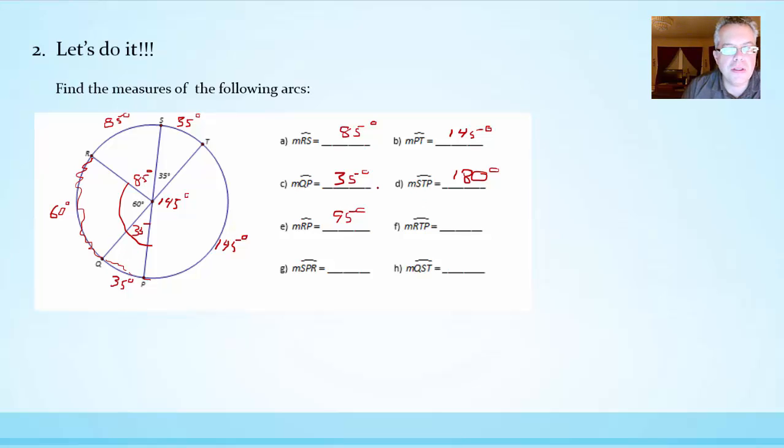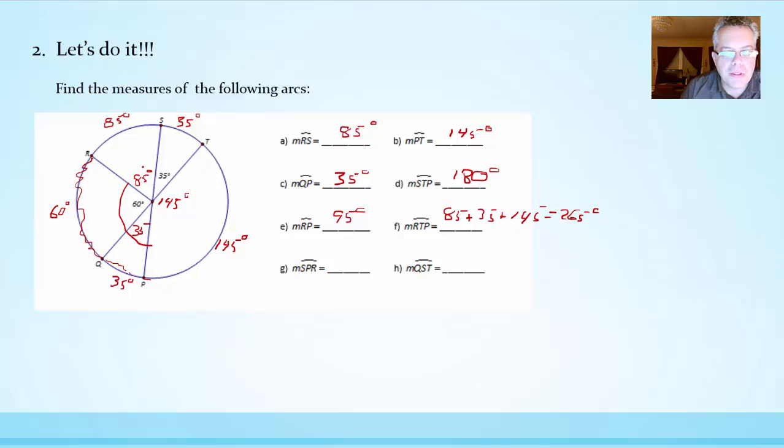Okay, RTP. They use three letters to avoid confusion. RTP is all the way around here. It would be 85 plus 35 plus 145. Okay, that's 180, and add 85 more, I think you get 265.